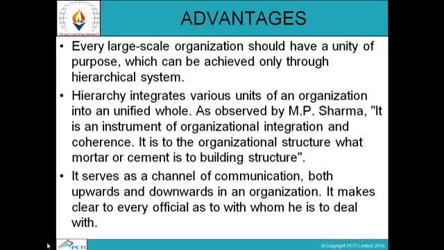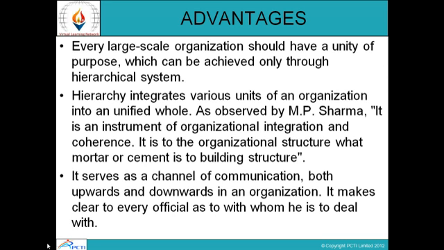Now what are the advantages? Yes, every large-scale organization should have a unity of purpose, which can be achieved only through a hierarchical system. So this is one of the big examples. Hierarchy gives us the idea about big organizations: how do they perform, what is the original structure of the organization, and who reports to whom according to the hierarchical system?